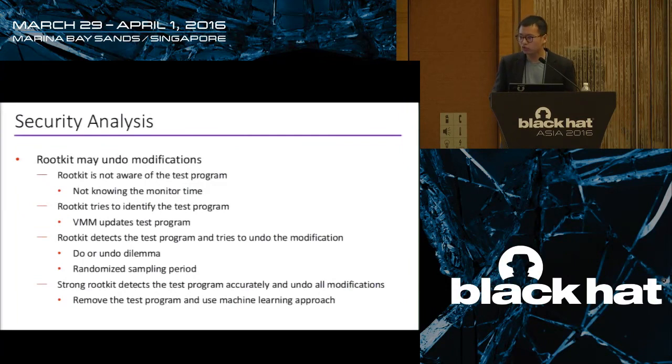Now it may also try to identify the test program, which is very reasonable. So as I said, the VMM can update the test program and try to use other ways to evade the detection from the rootkit.